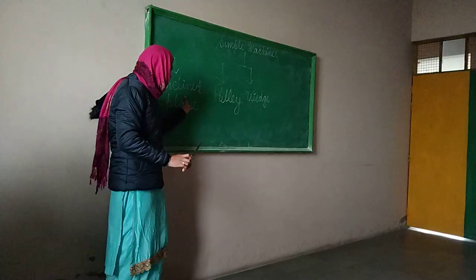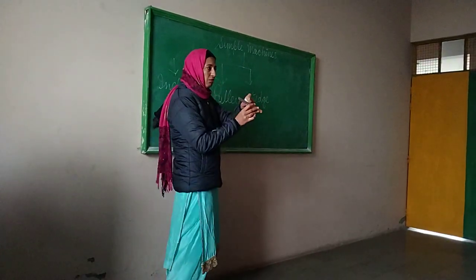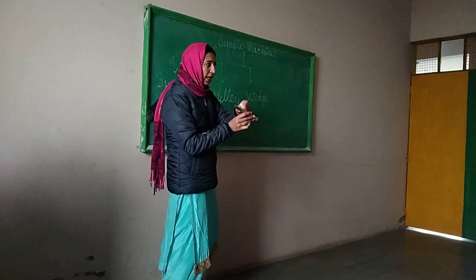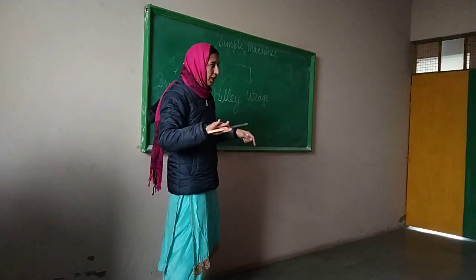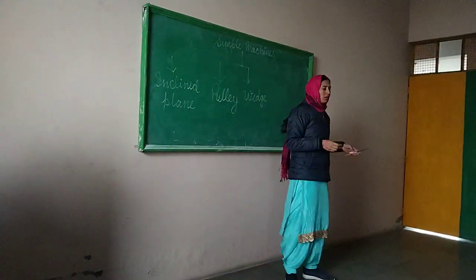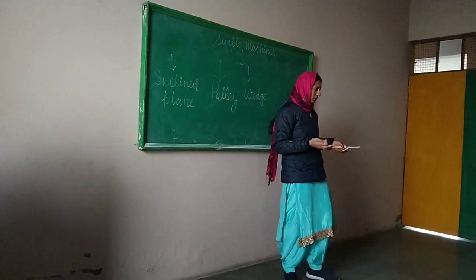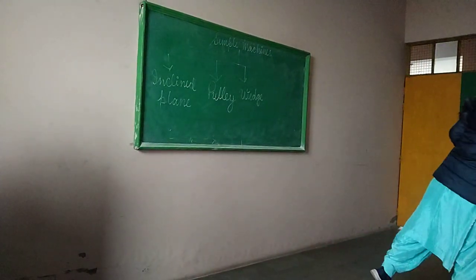Wedge is also an inclined plane because one end of the wedge is inclined and helps us to separate two things. And one more example of wedge is an axe, that people use to cut wood into pieces. Next we have screw.